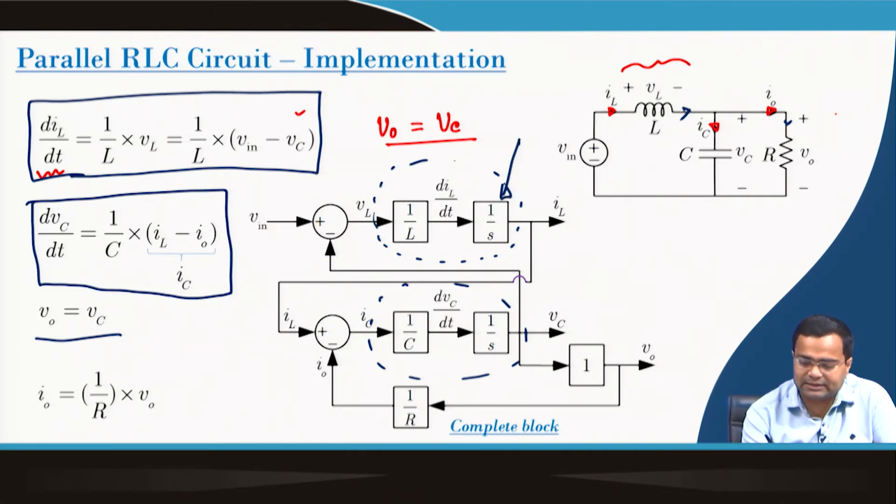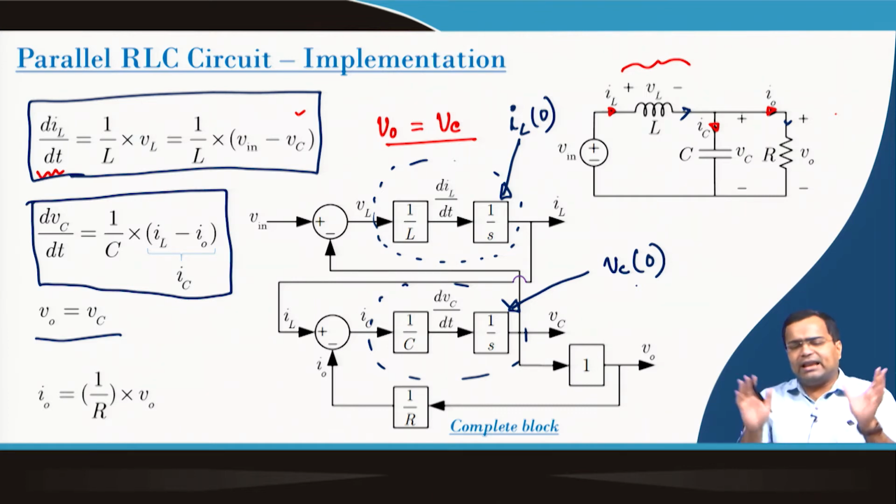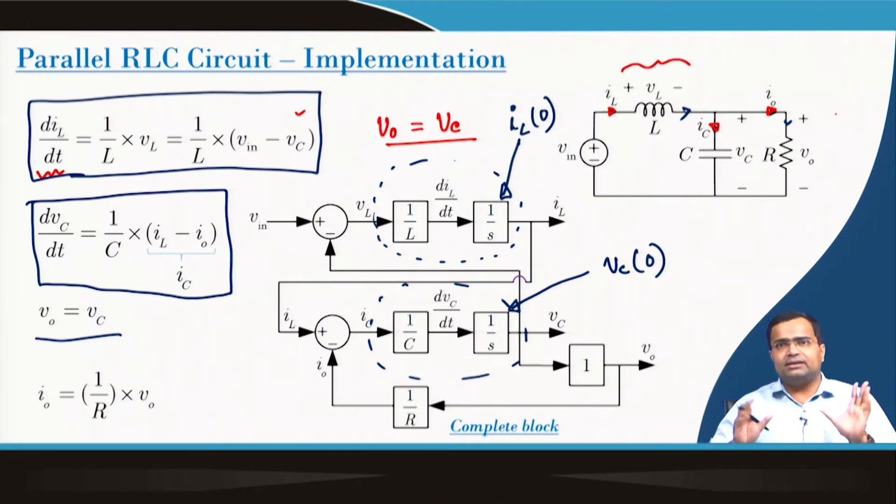Here we can set IL0, the initial current, and here we can set Vc0, the initial value of the capacitor. So, we can implement a parallel RLC circuit using Simulink, using this block diagram representation.